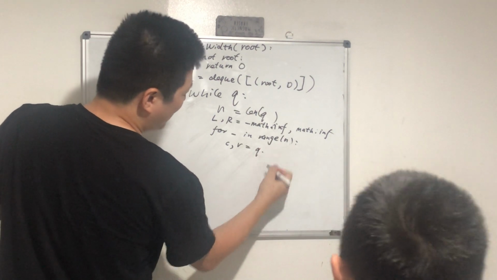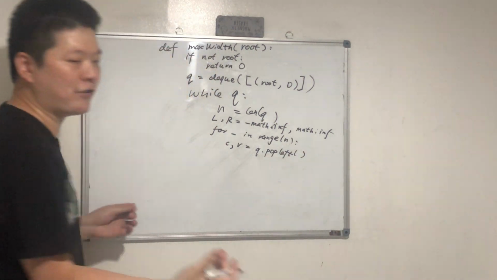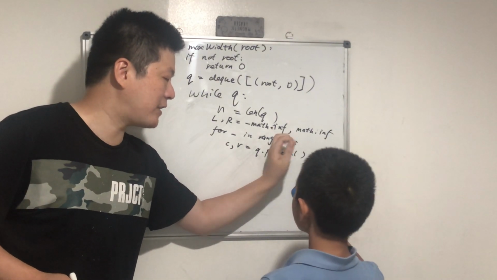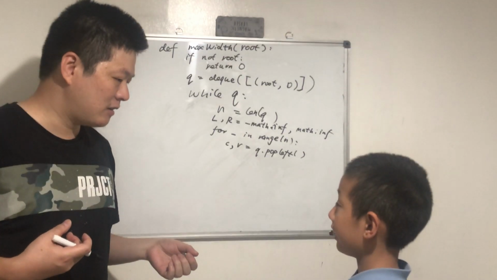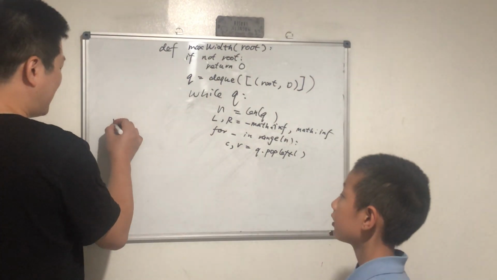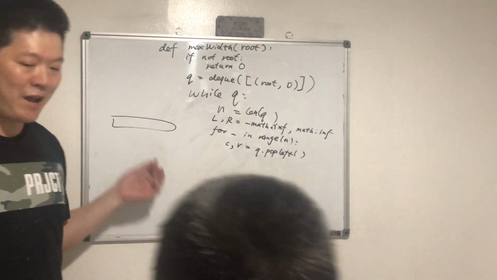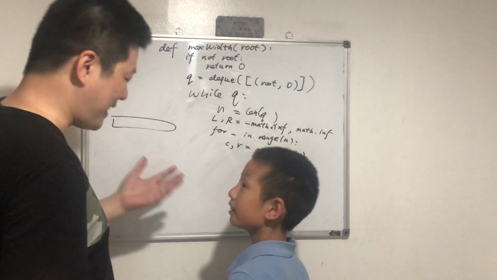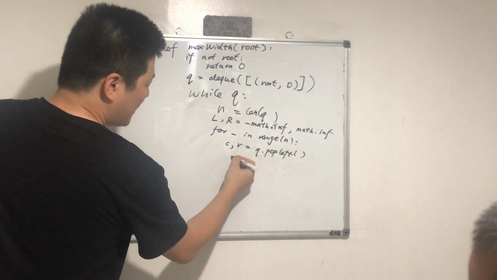So what should I do? Q dot what? Pop left, yeah? Because we are taking the nodes from the beginning of the Q. If it's just pop, what does it mean? Taking nodes from which side? Pop left is from the left side, and pop is from which side? If it's a deque, what does DQ mean? Double-ended. Then pop left takes nodes from the left side and pop takes from the right side. Yeah, that's what I mean. Okay, so we take the nodes from the left side, and then what should we do?